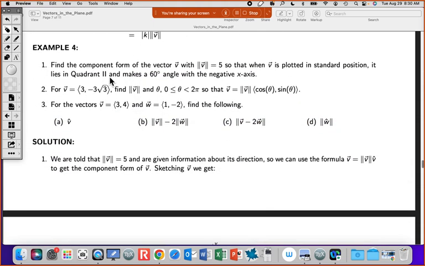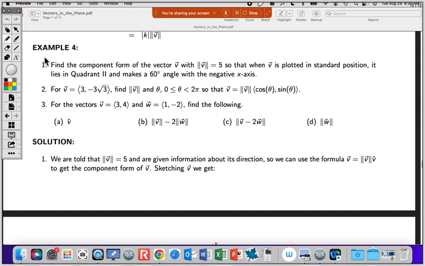Example 4 here, the solution's written for you. Once again, I don't want to belabor this because it's kind of a pre-calculus kind of a thing. So for example, let's just look at example 1 here.